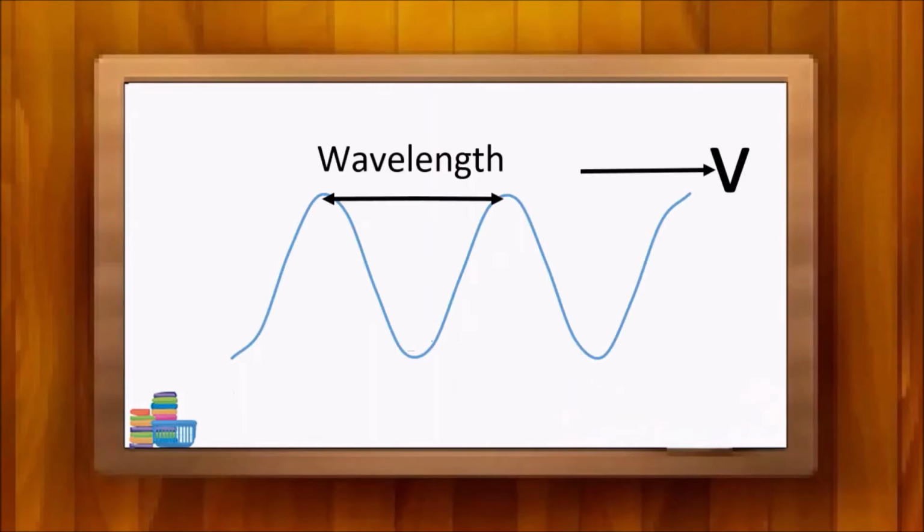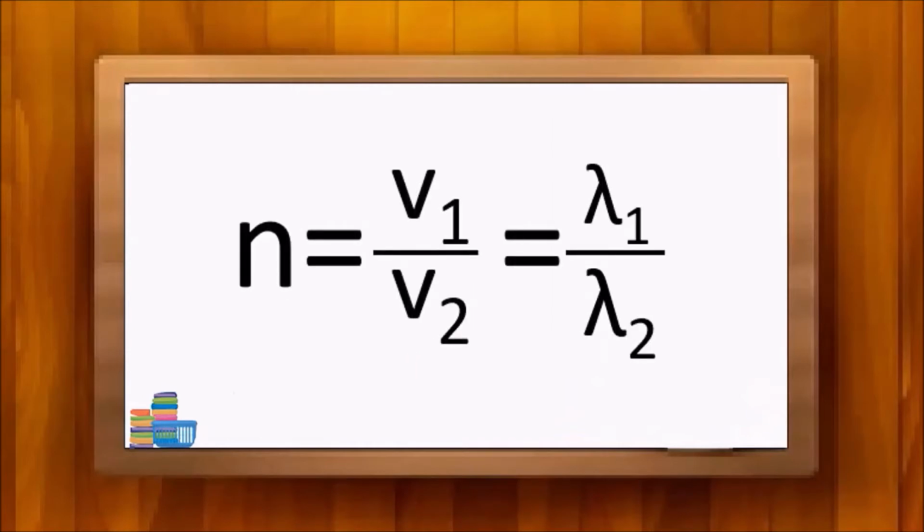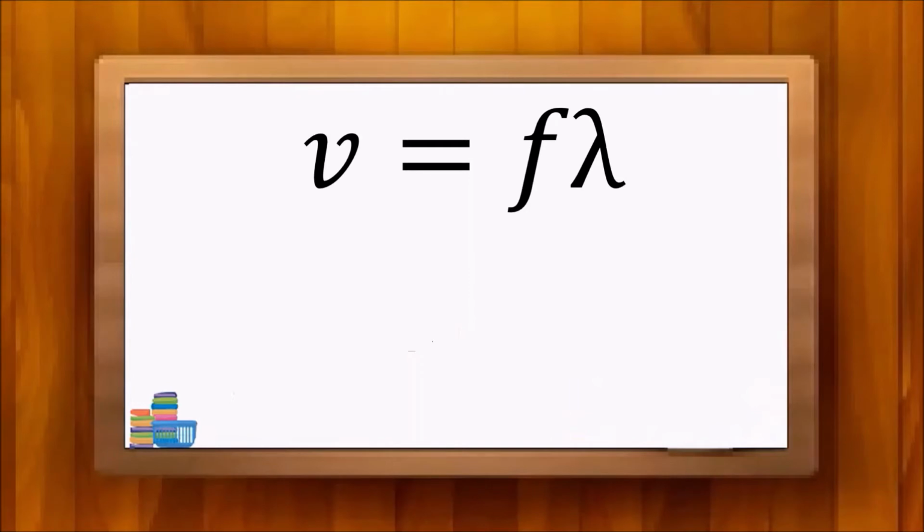Then I'm going to discuss another side of refraction. Refraction is caused by the difference of velocity and wavelength of light in the two media. Hence refractive index is also defined as V1 over V2 and lambda 1 over lambda 2. V and lambda are combined together according to the formula V equals F lambda.